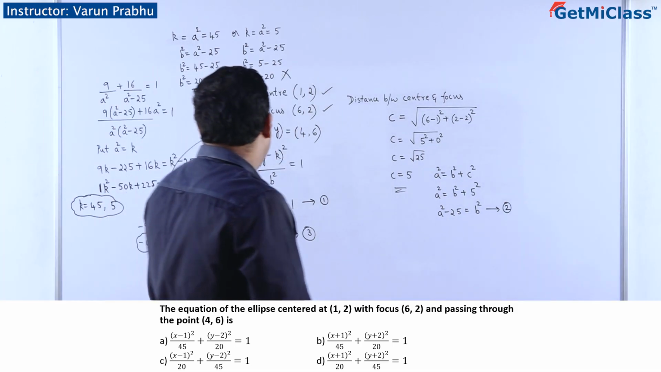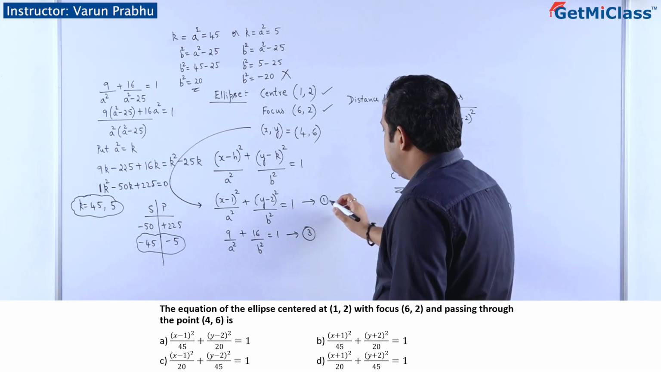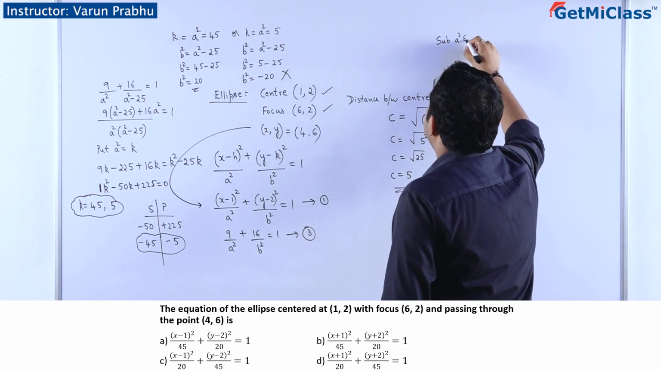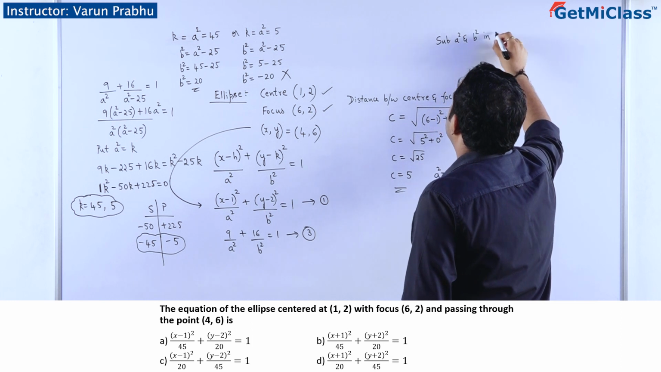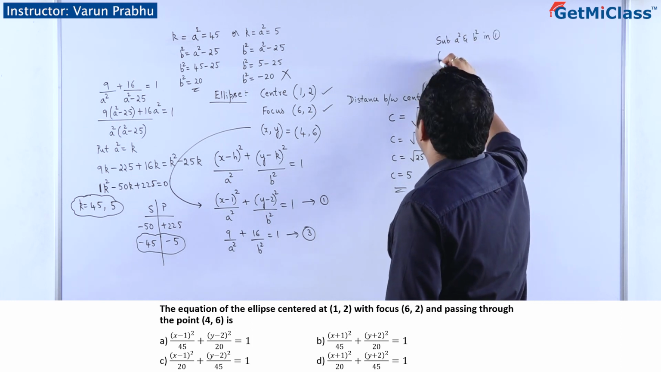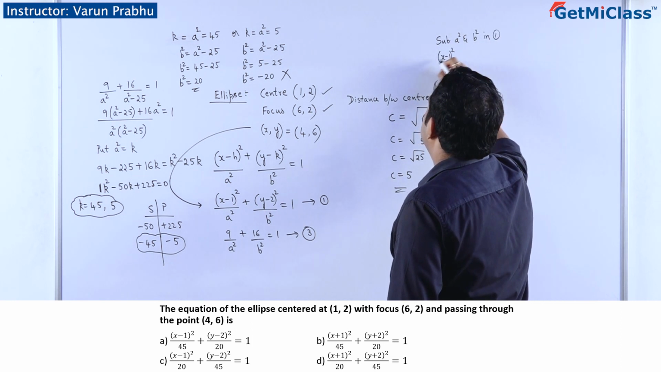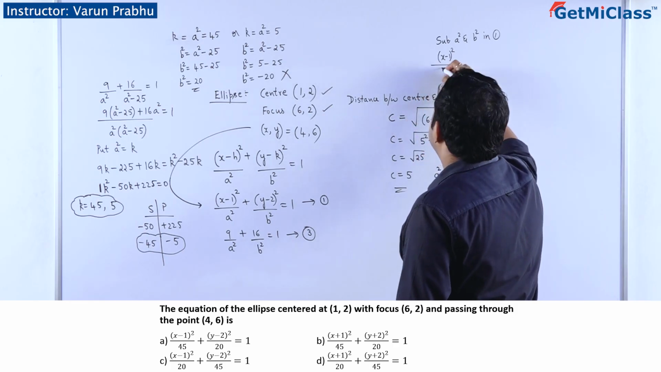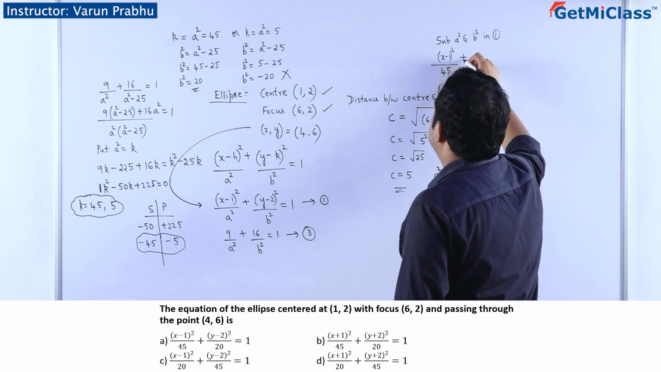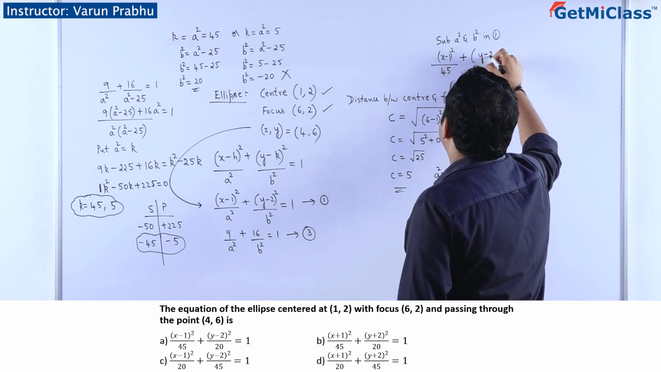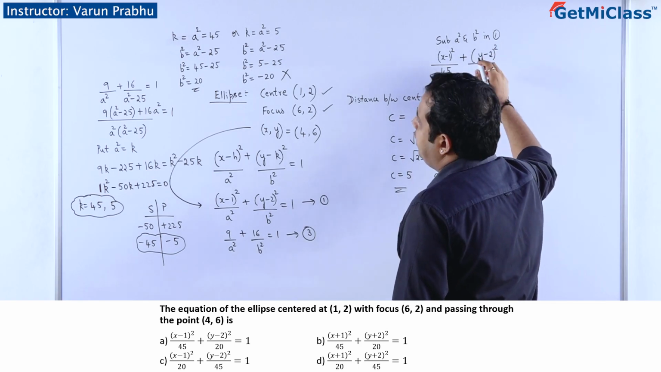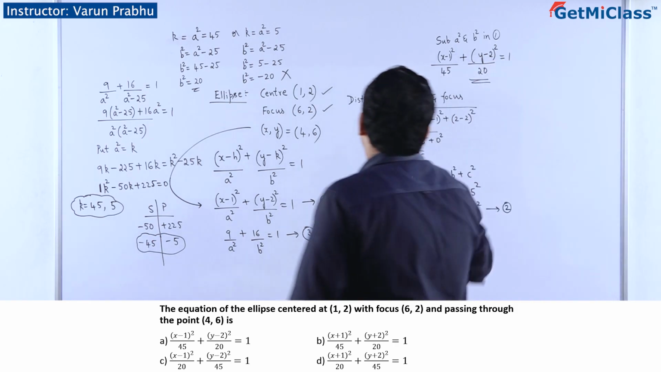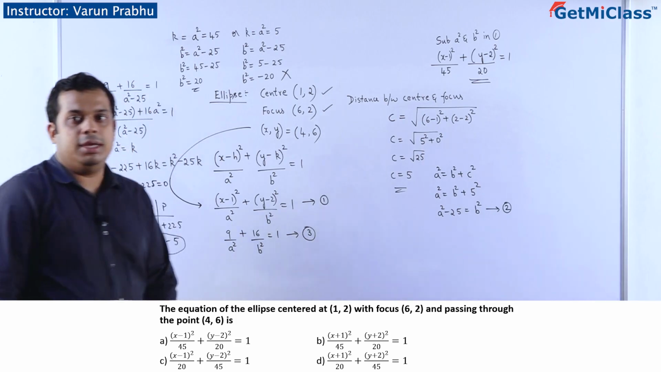So can you tell me what is the required equation of the ellipse then? Substitute a square and b square in equation number 1. So what do you get? (x minus 1) whole square divided by a square, what's the value of a square? a square is 45, plus (y minus 2) whole square divided by b square. b square is 20. That is equal to 1. This will be the answer to the question. Do you get it? This would be the answer to the question.